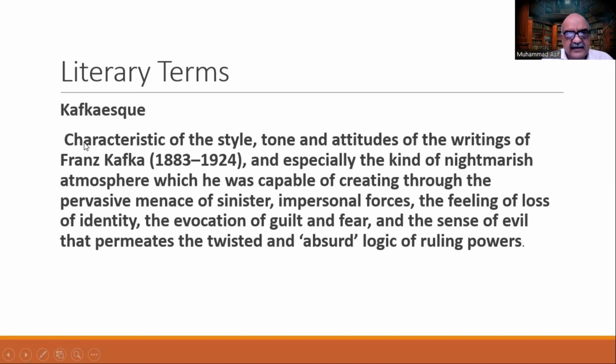Kafkaesque: characteristic of the style, tone, and attitudes of the writings of Franz Kafka, and especially the kind of nightmarish atmosphere which he was capable of creating through the pervasive menace of sinister, impersonal forces, the feelings of loss of identity, the evocation of guilt and fear, and the sense of evil that permeates the twisted and absurd logic of ruling powers.